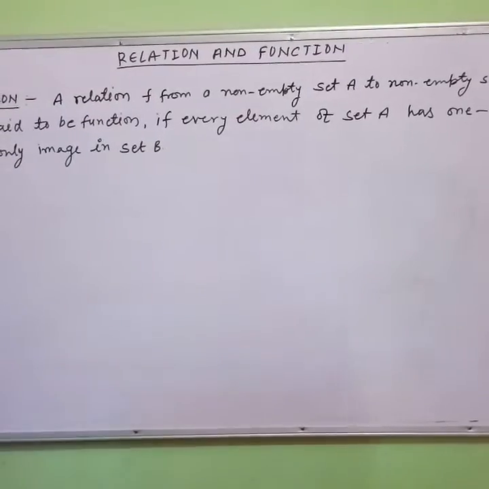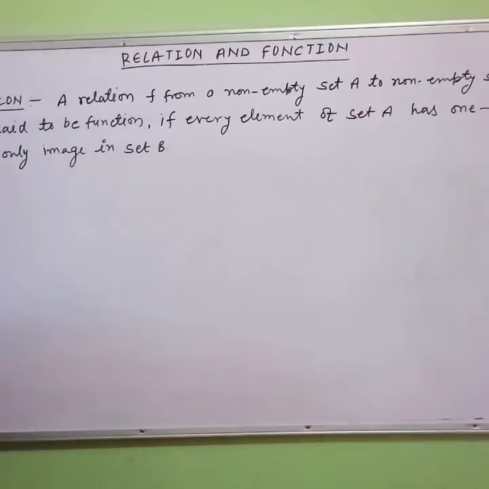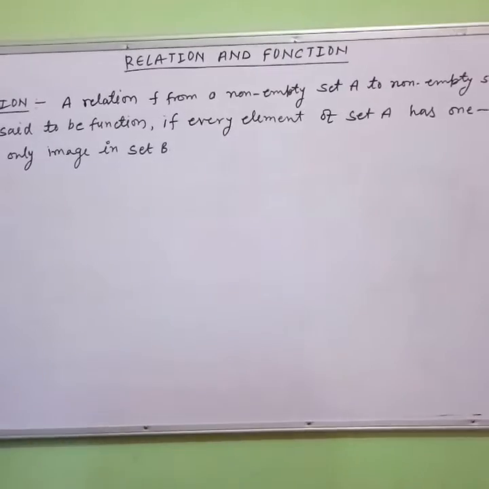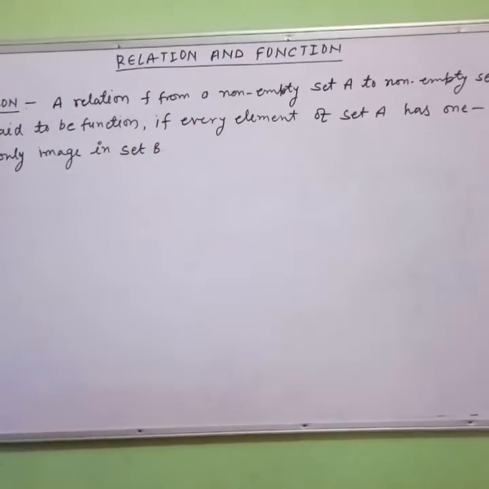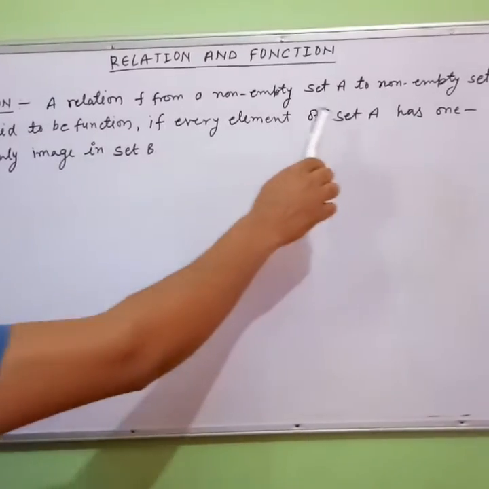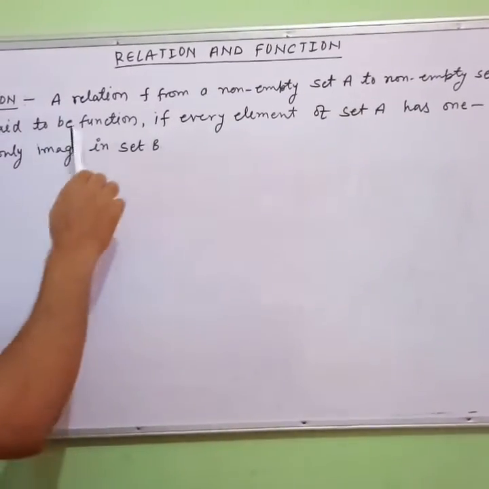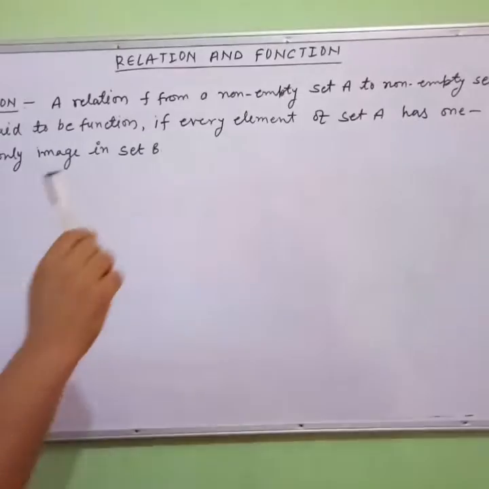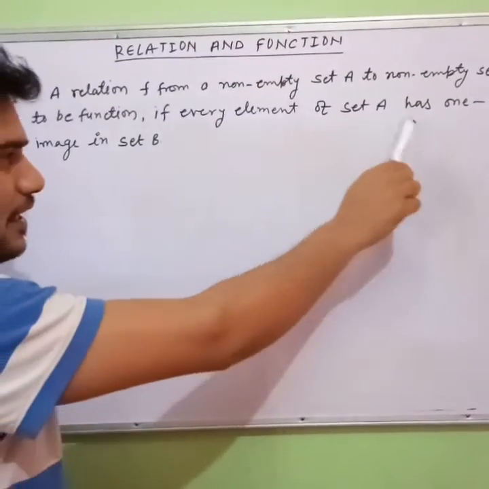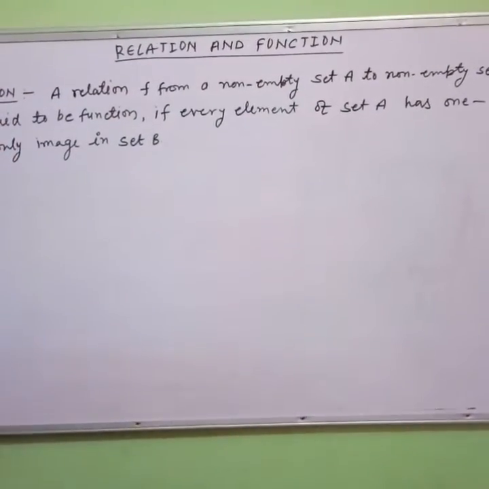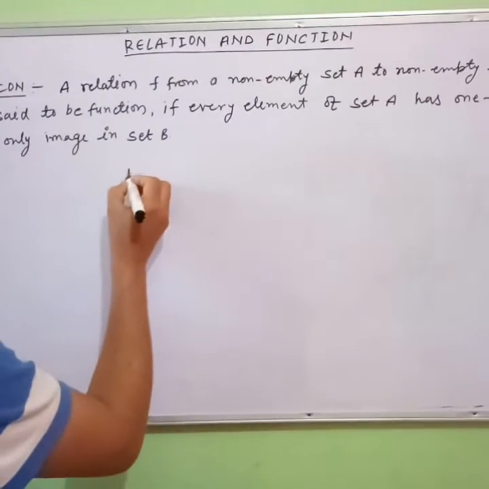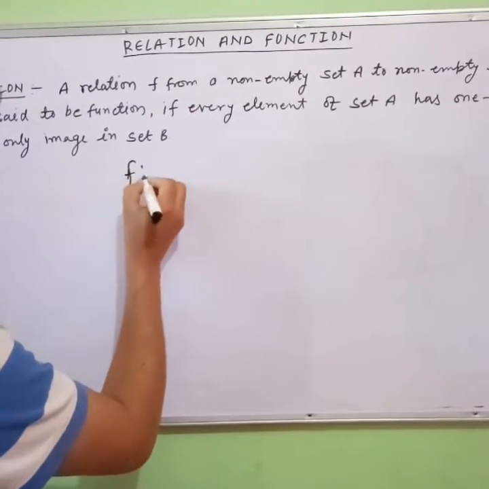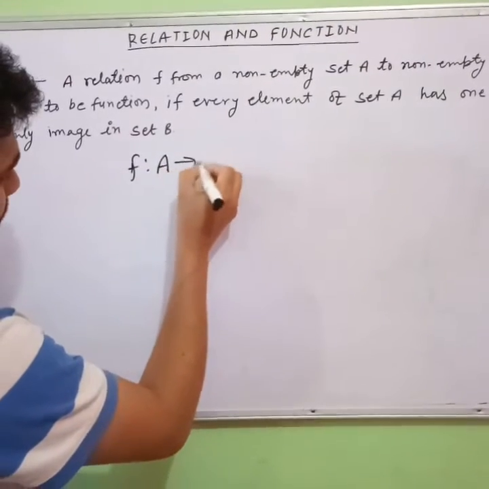तो लास्ट लेक्चर में हमने रिलेशन फंक्शन में रिलेशन को पढ़ा था। आज हम फंक्शन के बारे में पढ़ेंगे। A relation f from a non-empty set A to non-empty set B is said to be a function if every element of set A has one and only one image in set B. Mathematically, we can define a function from set A to set B.